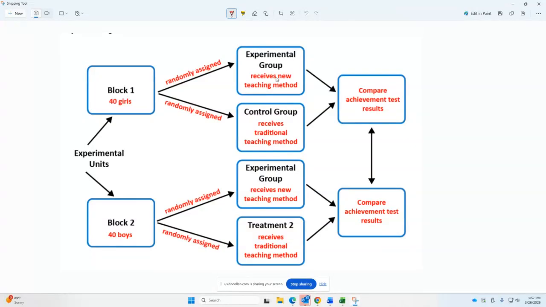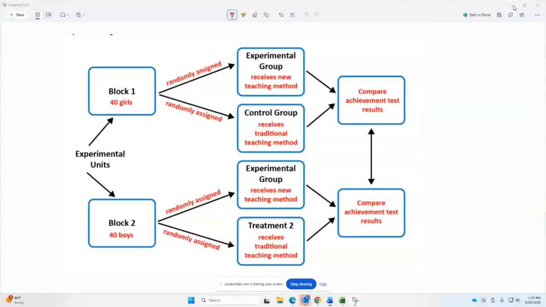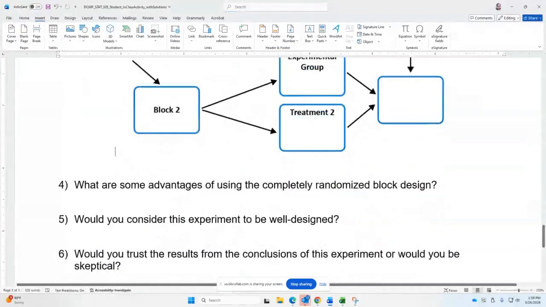girls into the experimental group, which is group 1 that is getting the new way of reading and a new teaching method, and the control group is the one that receives a traditional teaching method. The same thing with the boys. This would look the same, and then you check the achievement test results for both. Okay, so that's how we would fill out that question on part F.